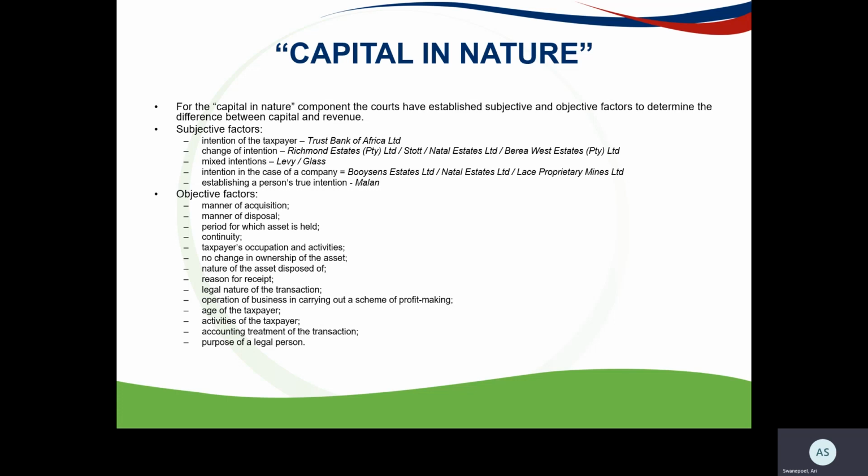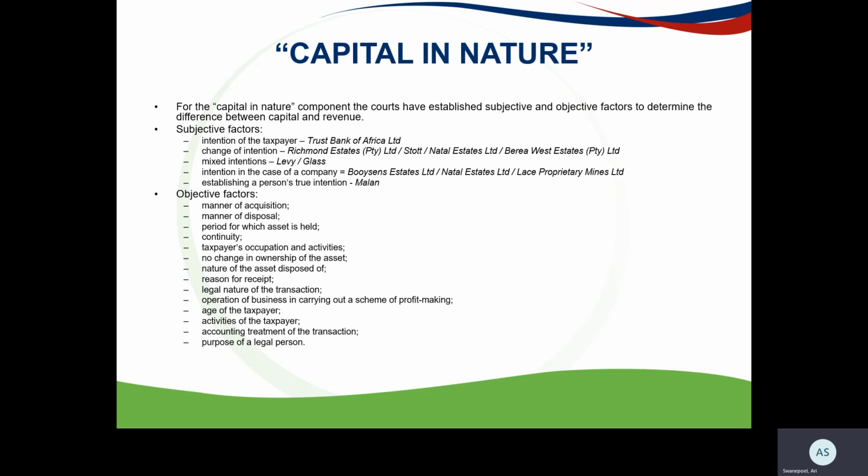There's the Richmond Estates case, Stott, Natal Estates, Berea West Estates, and where there are mixed intentions, the Levy and the Glass cases. So sometimes if there's a mixed intention, the receipt or accrual can be apportioned into capital and revenue. Then the intention in the case of a company is the Boyson's Estate case, Natal Estates case, Lay's Proprietary Mines, and then establishing the person's true intention, the Malund case.